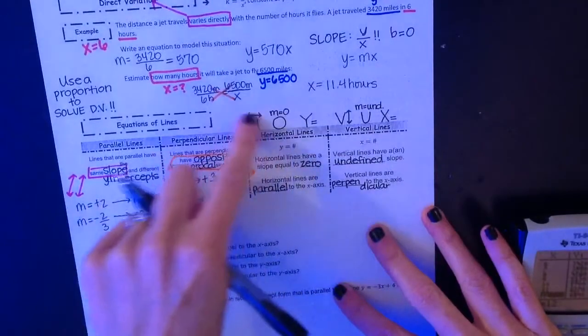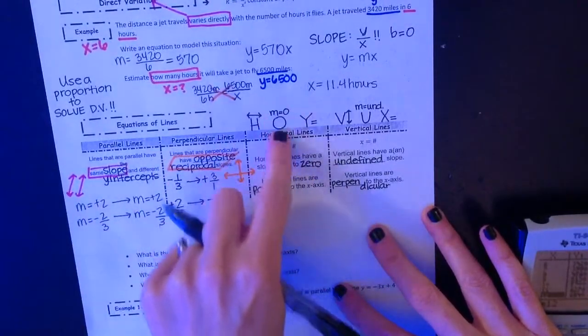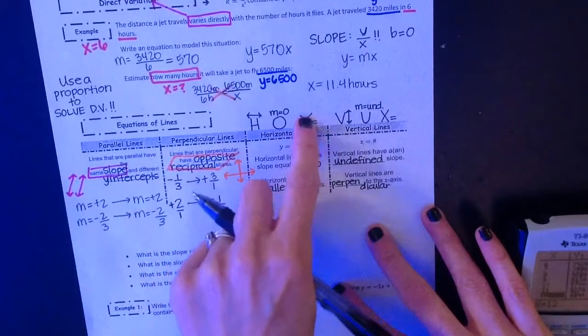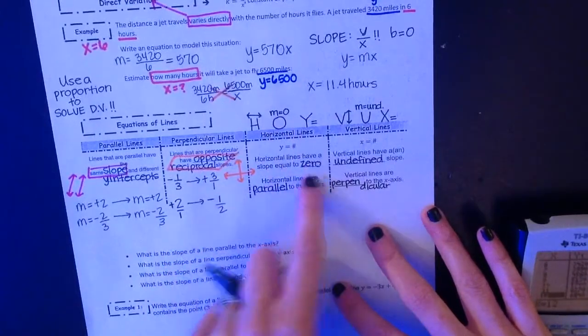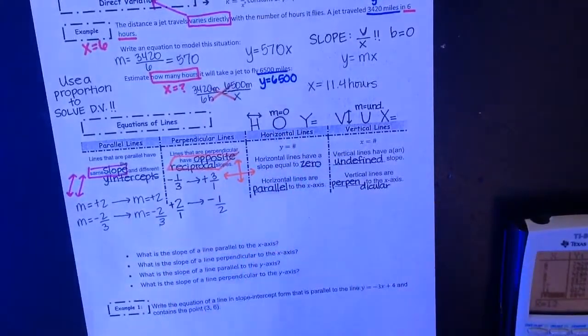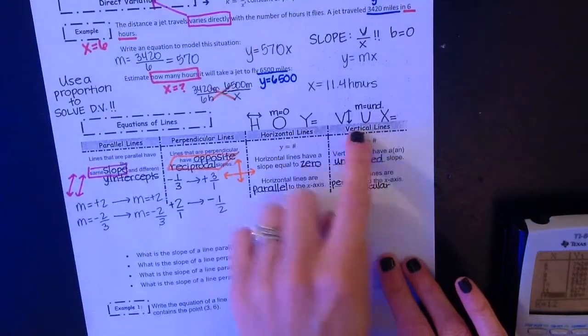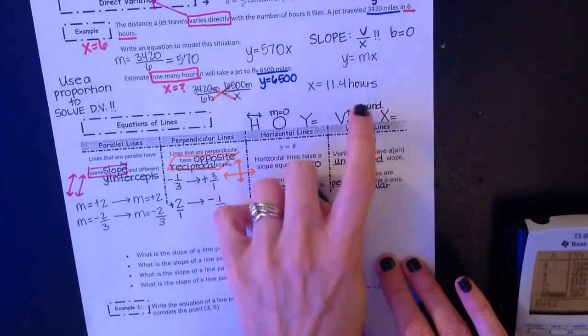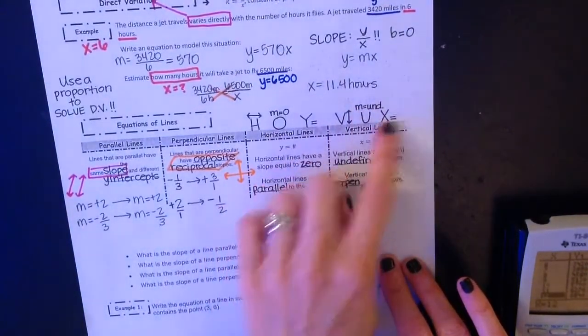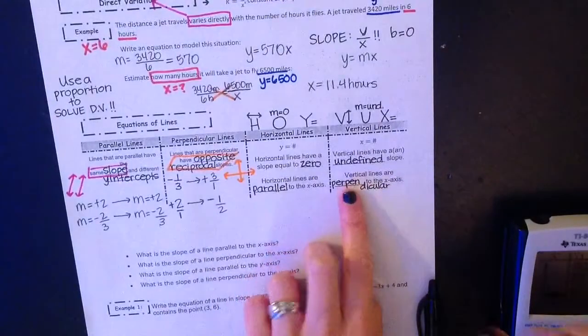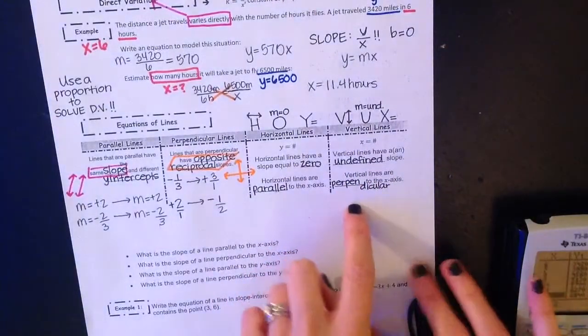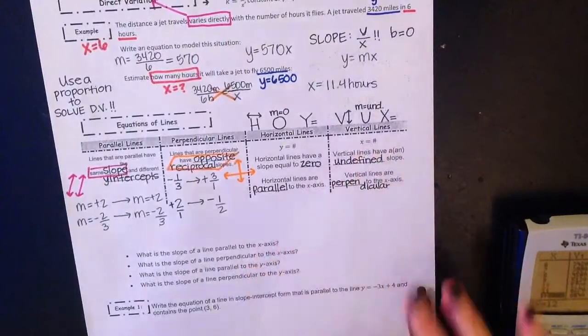Hoy lines, remember they're horizontal, your slope is 0, that's what the O tells you, and it's a y equals equation. Okay, 0 slope, they're parallel to the x-axis because remember the x-axis is horizontal. Vux lines, vertical, U stands for the slope, undefined, x equals the equation. Okay, they are perpendicular to the x-axis. The x-axis runs horizontal, perpendicular would be running vertically.